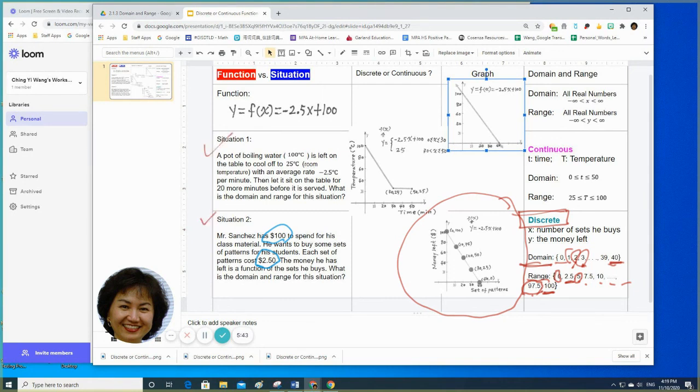I hope these 3 examples will help you identify domain and range for real situations in the future.